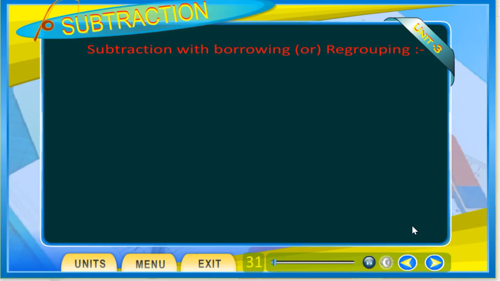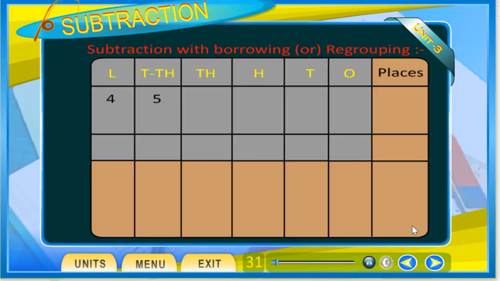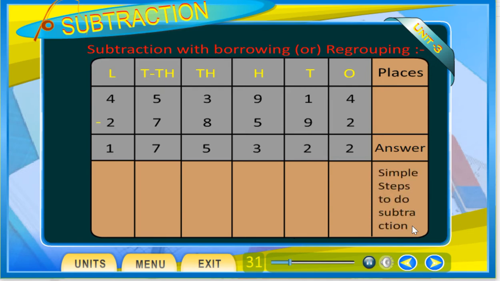Subtraction with borrowing or regrouping. 453914 minus 278592. Answer: 175322. Simple steps to do subtraction. 4 minus 2 equals 2. Borrow 1 from the tens place. So 11 minus 9 equals 2.